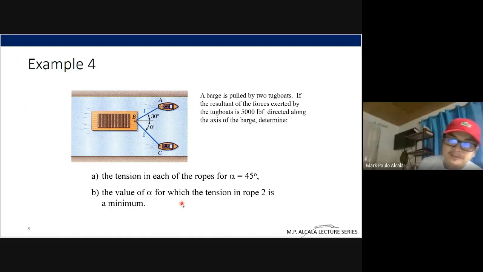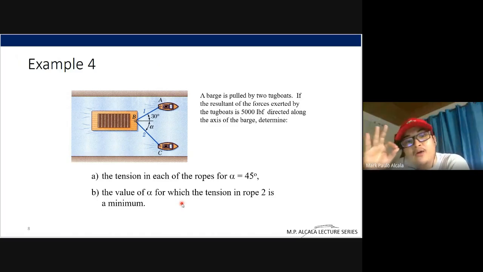Our next problem. A barge is pulled by two tugboats. If the resultant of the forces exerted is 5,000 pounds directed along the axis of the barge, take note that we are using English units. Determine the tension in each rope for alpha equal to 45 degrees, and then the value of alpha for which the tension in rope 2 is minimum. So this rope, we are to minimize this one.